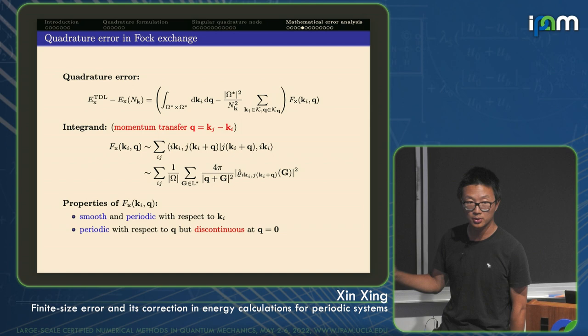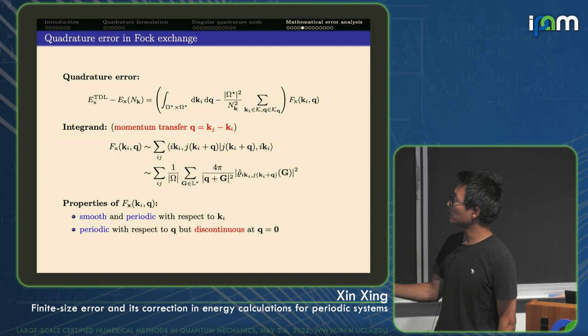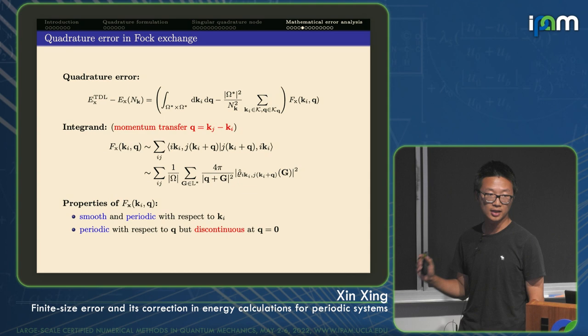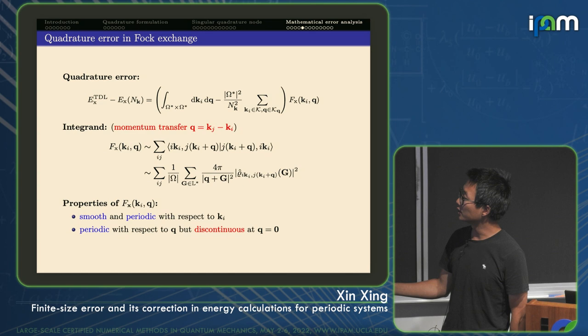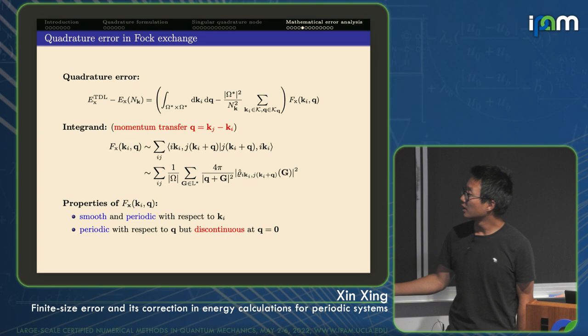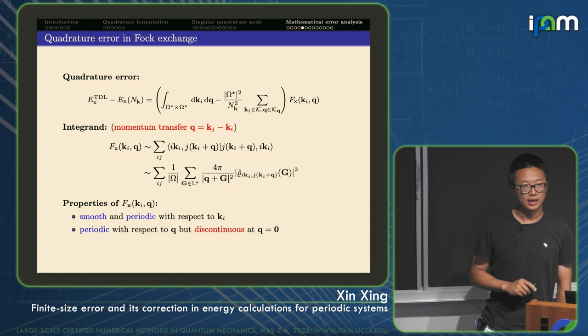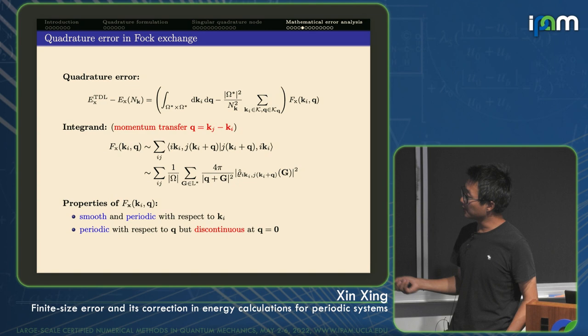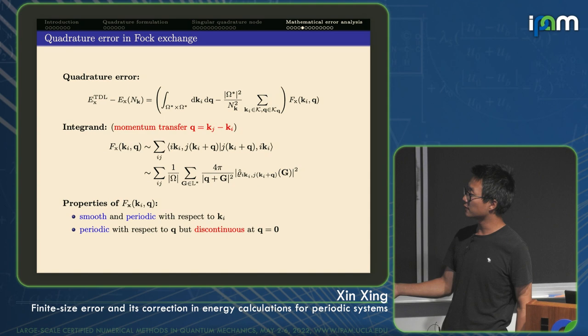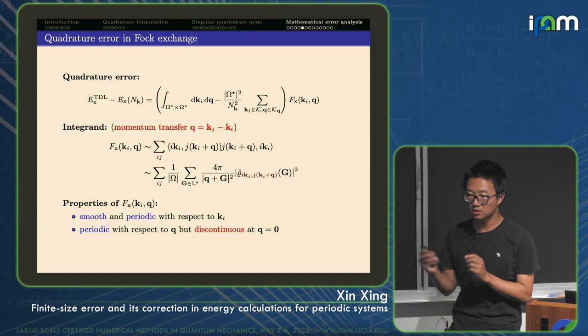So the Euler-Maclaurin formula says that the quadrature error over the momentum vector ki part will decay super fast and can be negligible. Meanwhile, the main problem appears in the integration over the momentum transfer vector q. It is indeed periodic with respect to the momentum transfer q, but it is discontinuous at q equals 0 due to this Coulomb singularity. As a result, if you directly apply a standard Euler-Maclaurin formula for the trapezoidal quadrature over the momentum transfer vector q, it will just predict that your trapezoidal quadrature calculation will diverge. You won't be able to get to the correct integral in the end.